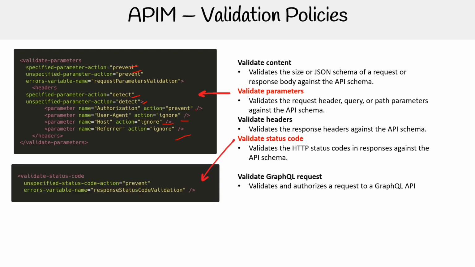Validate status code. I figured this would be a little bit more interesting, this one, but it's not. Status code, so prevent unspecified status code action. So do not allow it to have an unspecified code action. I didn't know that that's possible. I thought status codes are always returned, but I guess you learn something new every day.